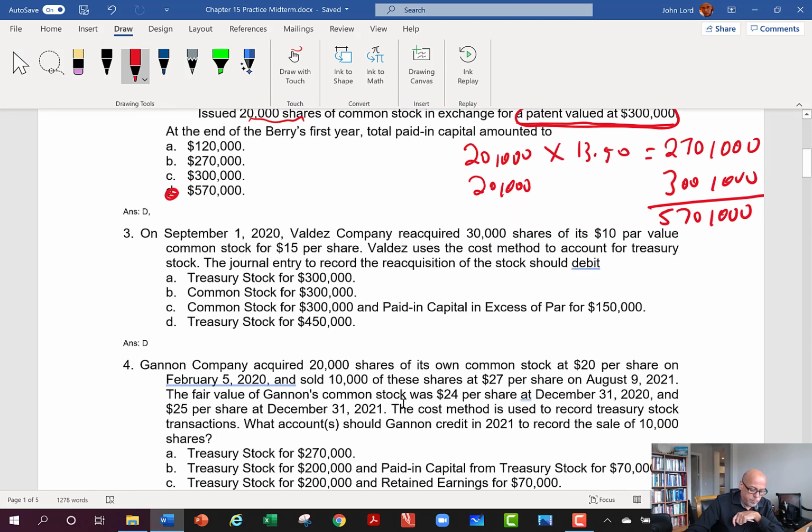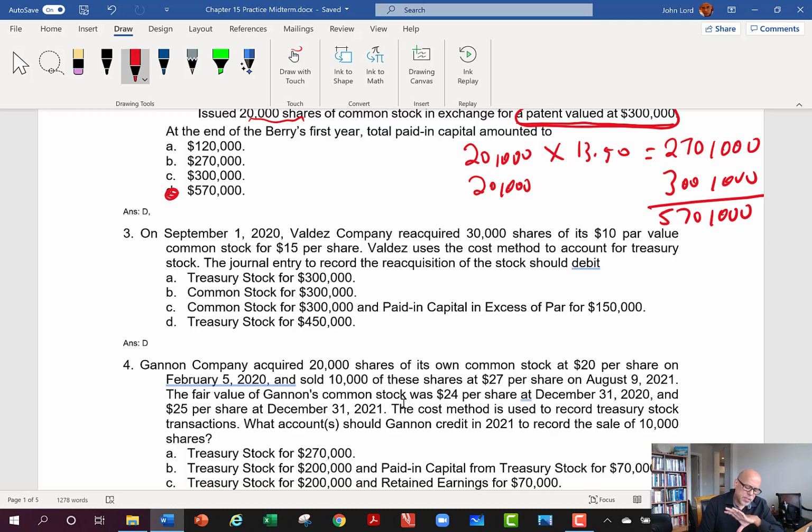Okay, good. Number 3, on September 1st, Valdez Company reacquired 30,000 shares of its $10 par value common stock for $15 per share. Valdez uses the cost method to account for treasury stock, the journal entry to record the reacquisition.